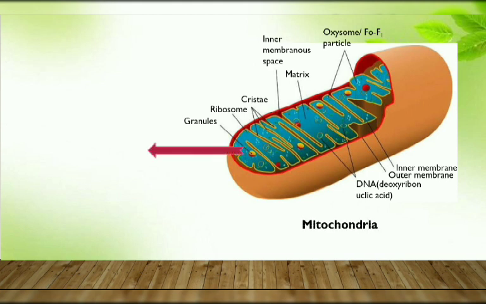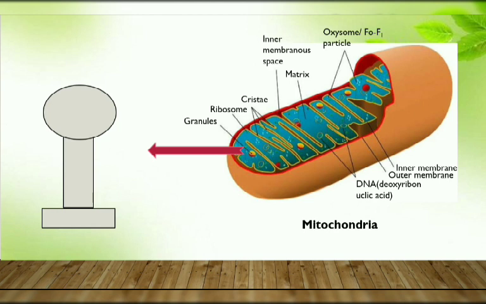When we look at one oxysome structure, you see that this is the one oxysome. Here ADP, that is adenosine diphosphate, where di means two phosphates, combines with one more phosphate to form ATP, that is adenosine triphosphate.